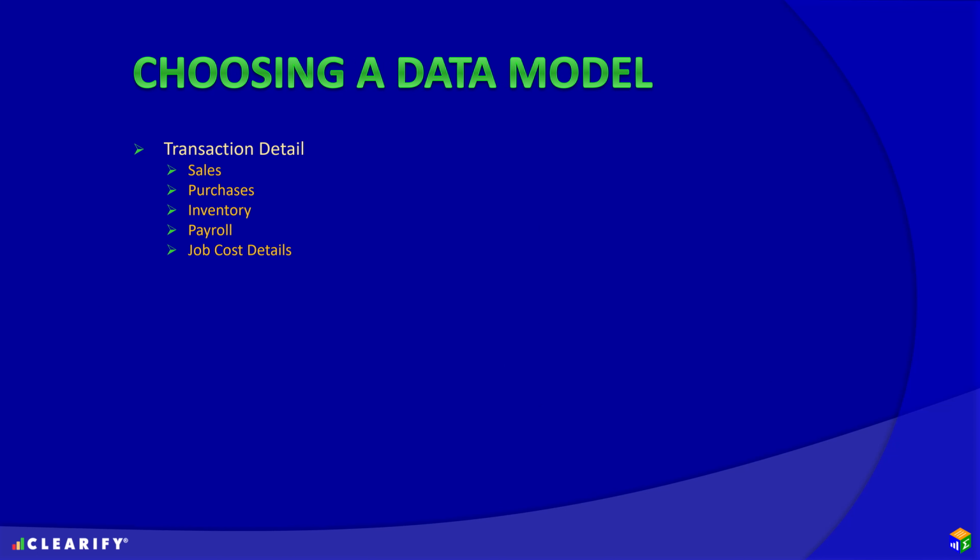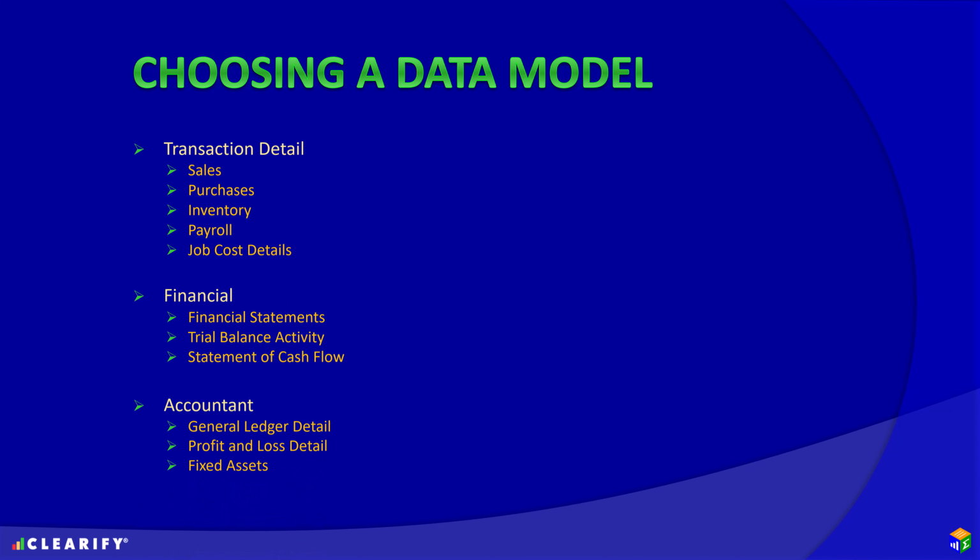Many are unique and all-encompassing, such as sales or inventory, purchases, payroll, job cost. A good number of our data models deal with various options for financial statements and things like cash flow and trial balance activity. And some are accountant-based, such as general ledger detail, profit and loss detail, or even fixed assets. There is a video link below where we discuss the data models in more detail.